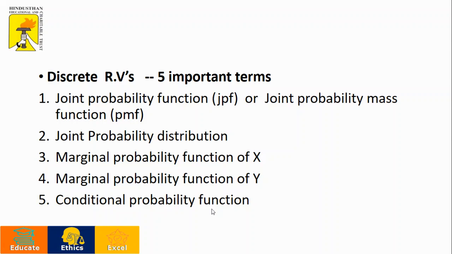In the discrete random variable, we have five important terms. That is the joint probability function or joint probability mass function. The second one is the joint probability distribution function, then the marginal probability function of x, the marginal probability function of y, and finally the conditional probability function.